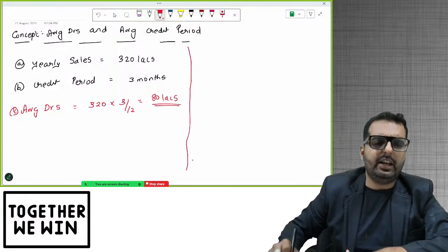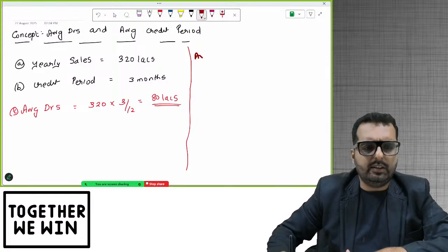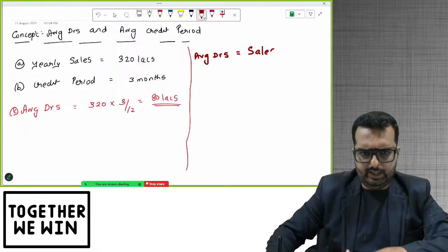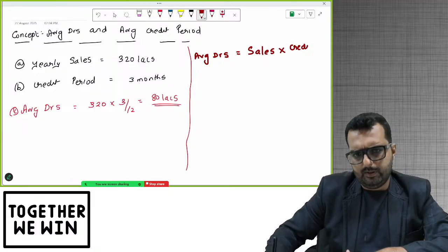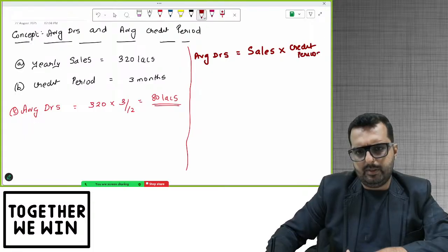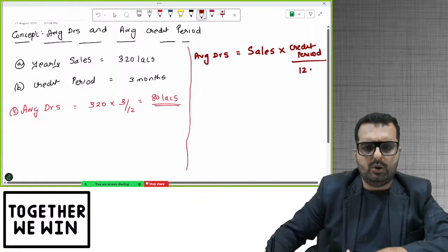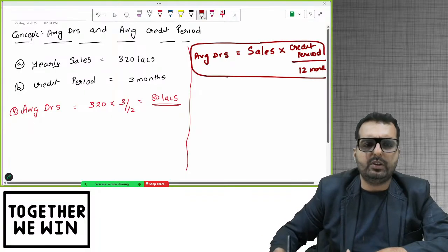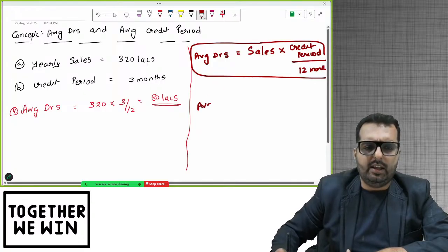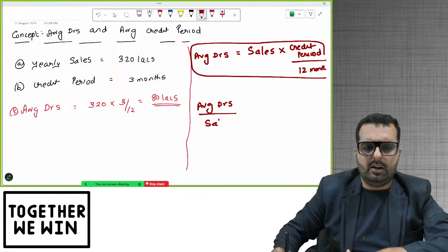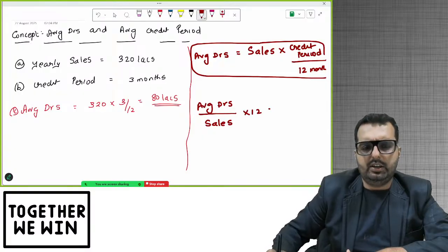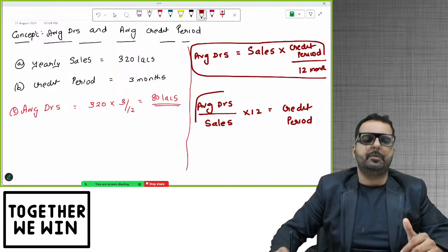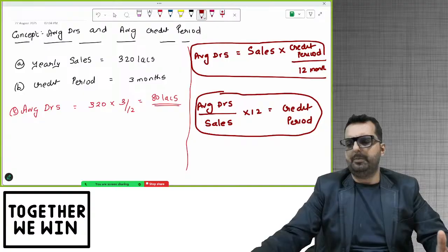Correct. So here I can create a formula. Formula number 1: average debtors is equal to sales into credit period divided by 12 months or 365 days. Everybody clear? Or I can also play around with this formula, where average debtors divided by sales into 12 will give me my credit period. Can you write this down in your books now?